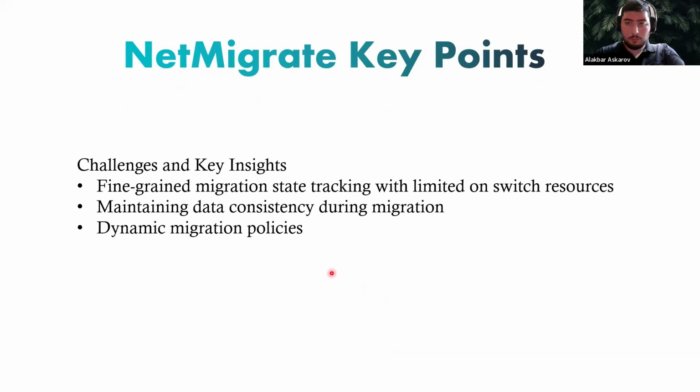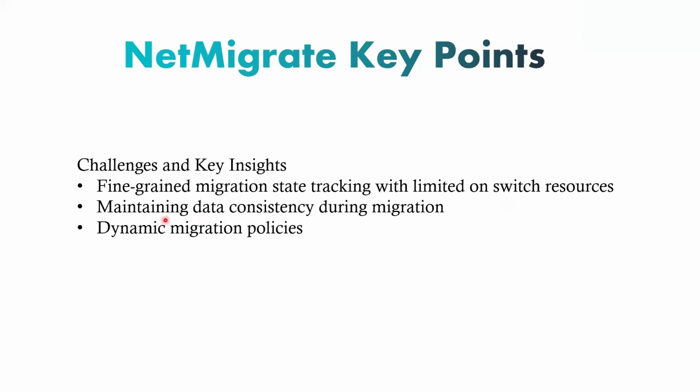So what are the key points, the key size? Fine-grained migration state tracking is limited by switch resources. That's why they divided it into groups. The normal group size is about 2 to the power 20 keys.